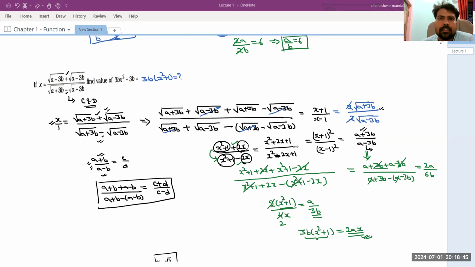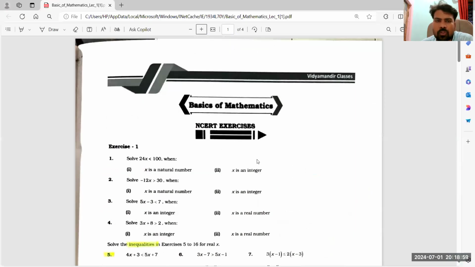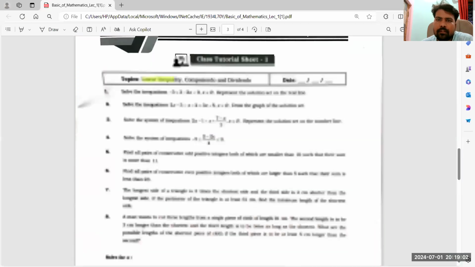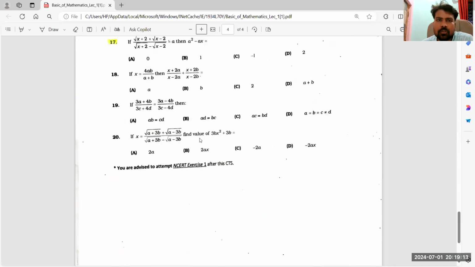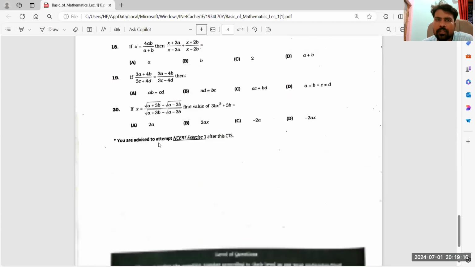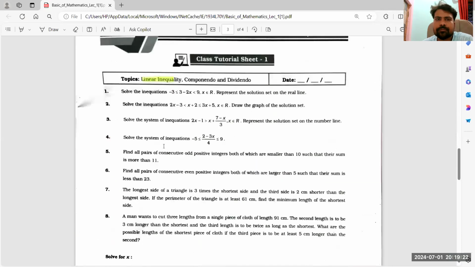No, sir. Okay. See, here I'm sharing one assignment with you, and Bala sir will also share this assignment with you. So you have to solve this whole assignment, and we are going to take the doubts from this. And in the next class, I am sharing another assignment. Here we have some questions from the componendo dividendo in your assignment. And here we have the inequalities questions. So this is the class tutorial sheet, the first one.